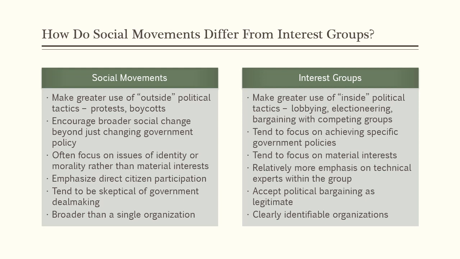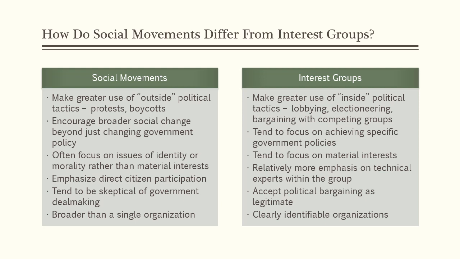And finally, social movements, while they can be associated with a number of formal organizations, are broader than any single organization. For instance, the women's movement is broader than NOW, the National Organization for Women. So all these characteristics of social movements contrast with the characteristics of interest groups.